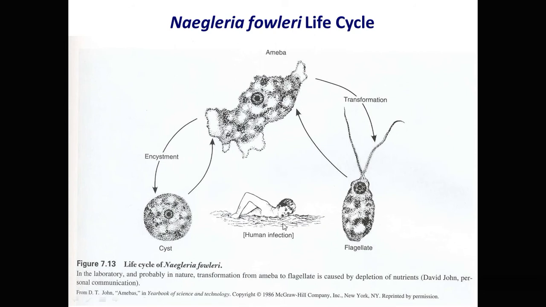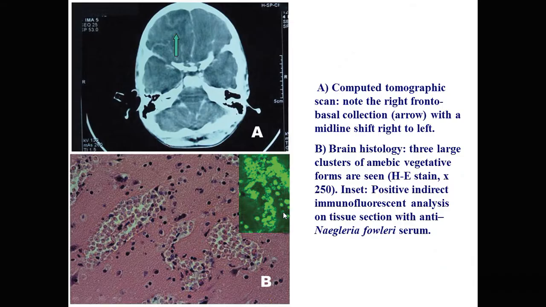Yeah, you see, the person is swimming, and the amoeba enters the body and then moves to the brain. And this is the damage caused by the amoeba. This is the formation of the clusters. Yeah, we see the clusters of amoeba formed in the brain tissue, and it is seen also here.